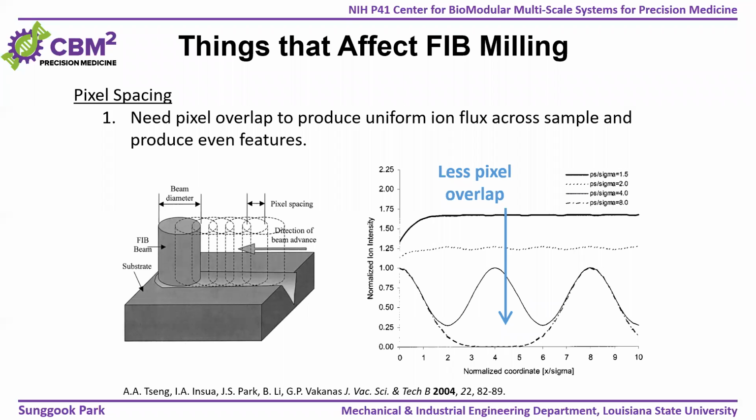So again, pixel spacing is important. When you determine this pixel spacing, you want to avoid that kind of situation. If you mill here first and then later here, then you will have that kind of sinusoidal depth difference. But by controlling a slight overlap between beams, you can have a uniform beam intensity so that you can have a uniform pattern.